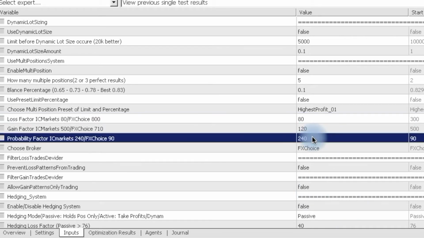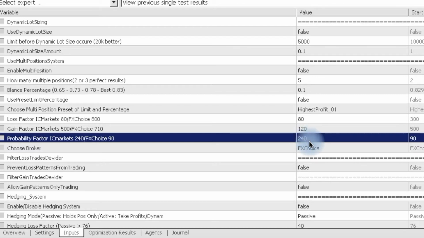Now, what is the probability factor? Basically, it weighs the options, or weighs the data that comes in, and sees which one to use. This works with the loss factor. It doesn't work with the gain factor, only the loss factor.